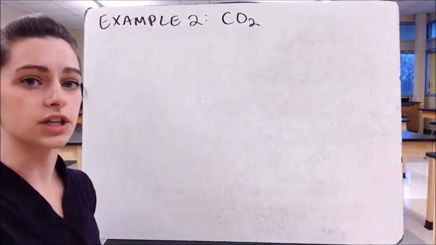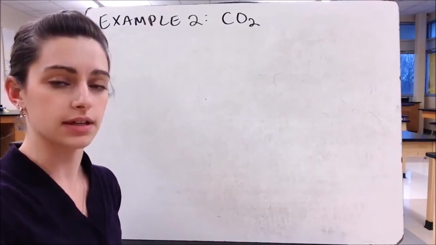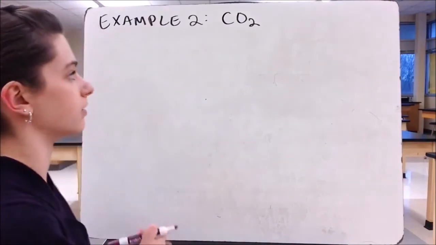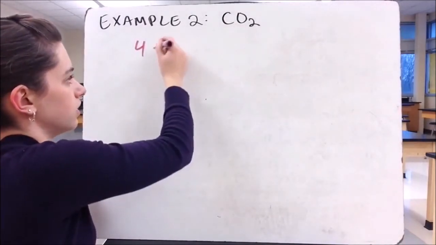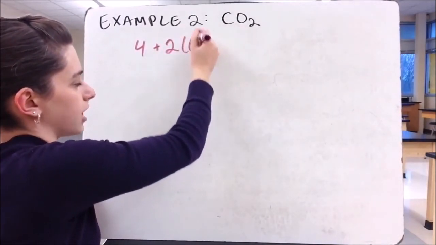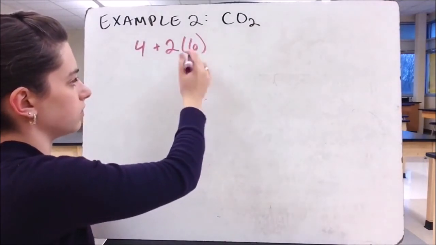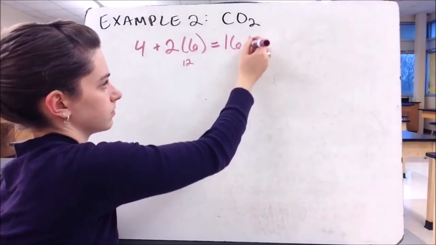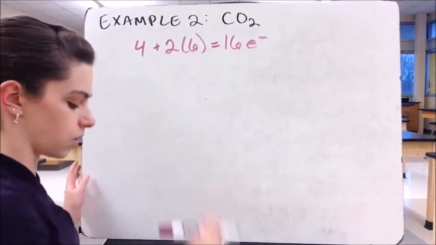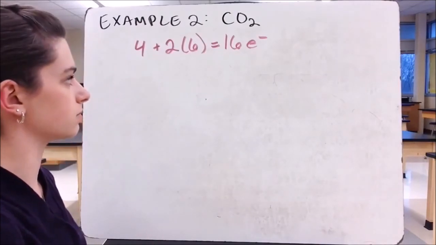Our second example is carbon dioxide, so CO2. Our first step is to figure out how many valence electrons we have. Carbon has 4. Oxygen, we have 2 of them, and each oxygen has 6. So 2 times 6 is 12, plus 4 gets us 16 total. So we have 16 total electrons that we're working with. So we need to find homes for all of those.